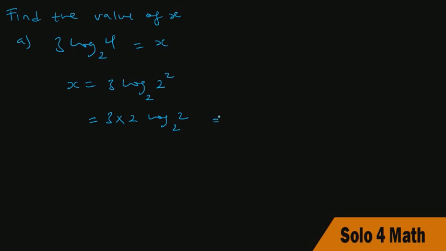So this 3 can come, the 2 comes down, so times 2 log of 2 base 2. Remember that log of 2 base 2 equals 1. As long as the argument is the same as the base, then we shall have a 1. So this gives us 6 times 1, which gives you 6. Okay, and that is it.